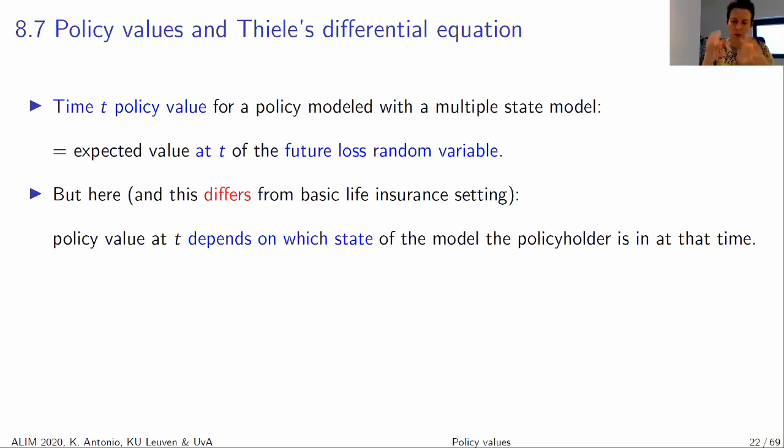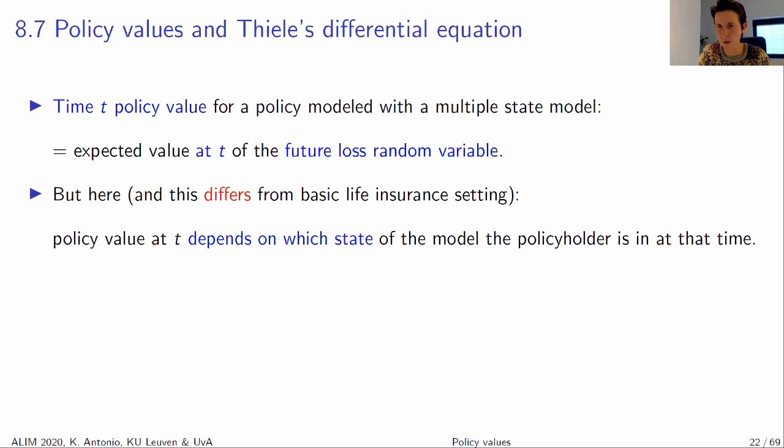So you're going to hold a different policy value, a different reserve, for a policyholder who is in the alive state at time t, compared to when you have a policyholder who is in the disability state, for instance, at time t. Because if your policyholder is in the disability state, you could say he's in the disability state, so I have to pay him a certain replacement income. And maybe it's not very likely that he's going to transition back to the healthy state and so on and so forth. So the policy value is state dependent. And I say here, that's the main difference with the basic life insurance setting.